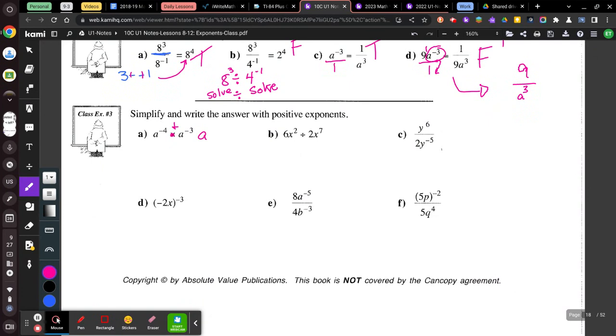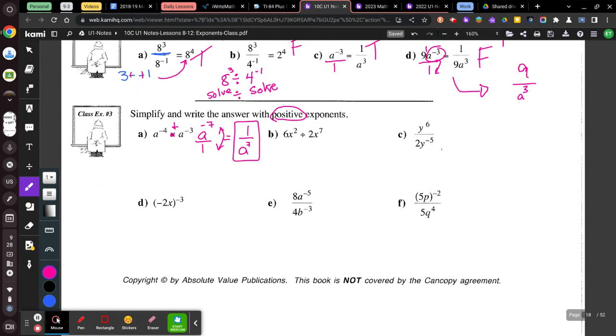I'm going to get a to the negative 7 over 1. Never leave it negative. It says we want positive exponent answers, so that means I have to flip this upside down. My final answer will be 1 over a to the positive 7. Always circle or box your final answers, especially on quizzes, so I don't have to search for them.